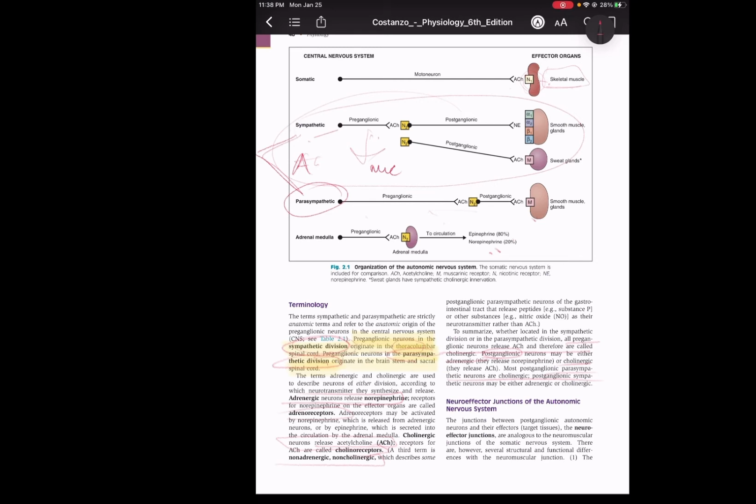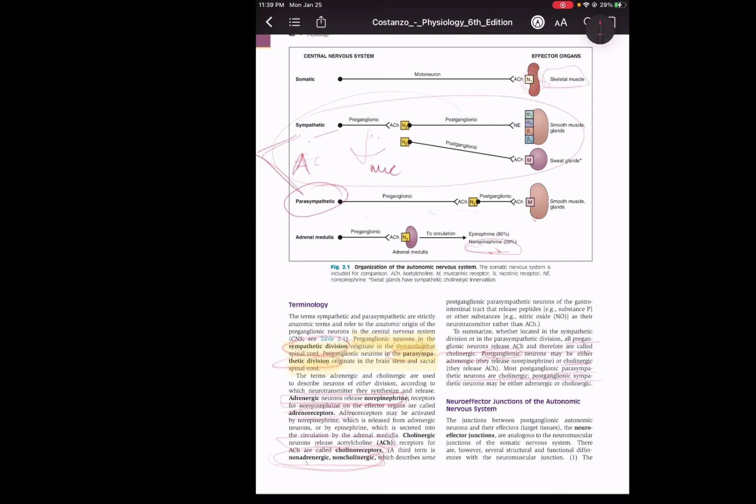Adrenergic neurons release norepinephrine. Always remember, norepinephrine is 20% and it is released by adrenergic neurons. That's why they are called adrenoreceptors. The effector organs have adrenoreceptors. Then we come to cholinergic neurons. They release acetylcholine, and those are called cholinoreceptors. Their term is also noradrenergic and non-cholinergic.